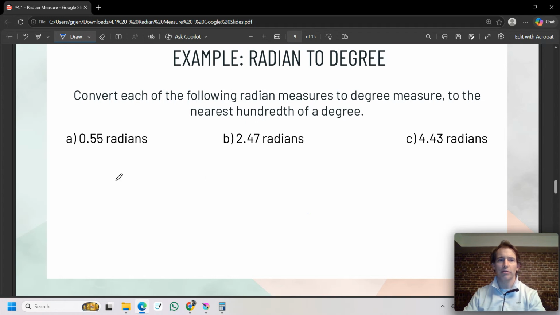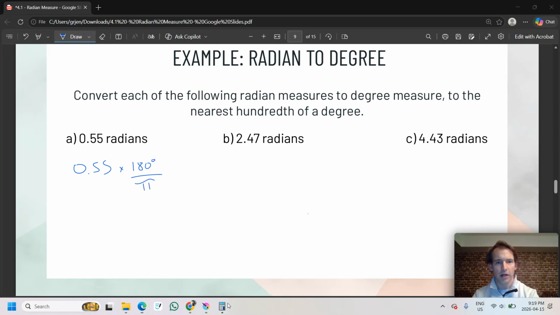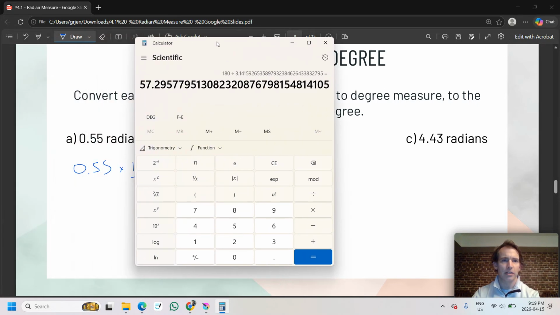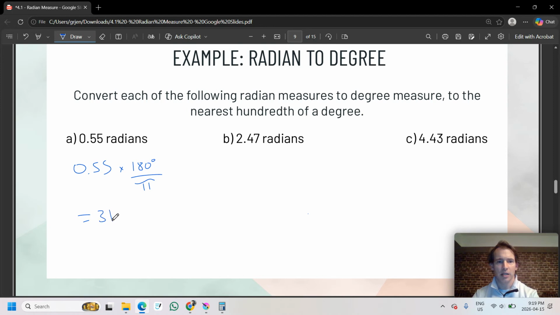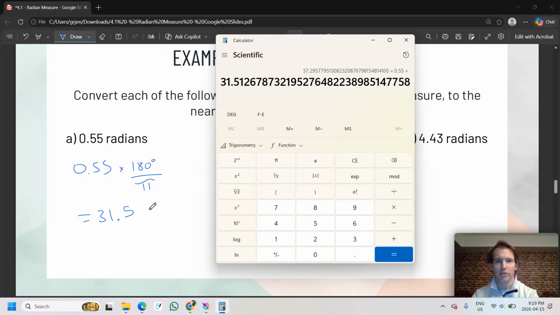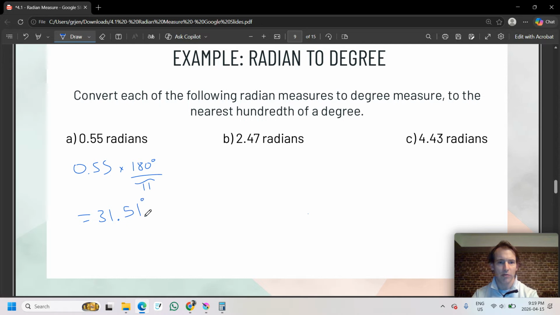Now we want it to the nearest hundredth of a degree. So it's the same thing. I'll do the first one. I already have 180 on pi on my calculator here. That's, you'll recall, 180 divided by pi. So I just multiply that by 0.55. And then I get 31.5 degrees. Wait, 31.5 what? Because it wants it to the nearest hundredth of a degree, an extreme degree of precision. There we go. That's what our answer looks like.